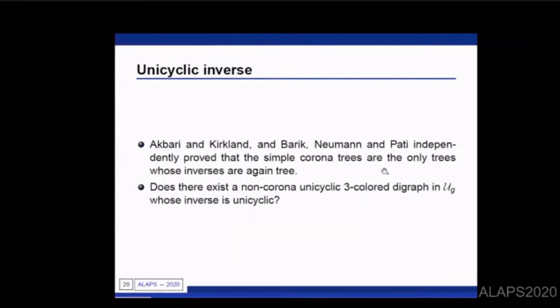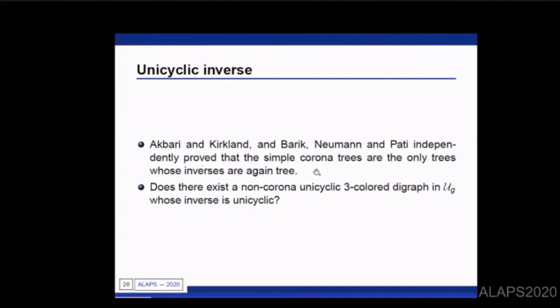Now, the next interesting question is, we are taking a unicyclic graph and discussing its inverse. Is it always true that the inverse of a unicyclic three-colored digraph is also a unicyclic three-colored digraph? We can see in the literature that Akbari and Kirkland, then Barik, Neumann and Pati, have independently proved that the trees whose inverses are again trees are nothing but the simple corona trees. That means only simple corona trees are the trees whose inverses are again trees.